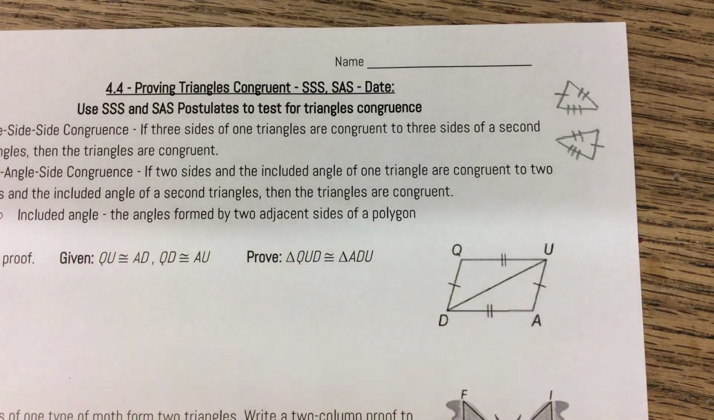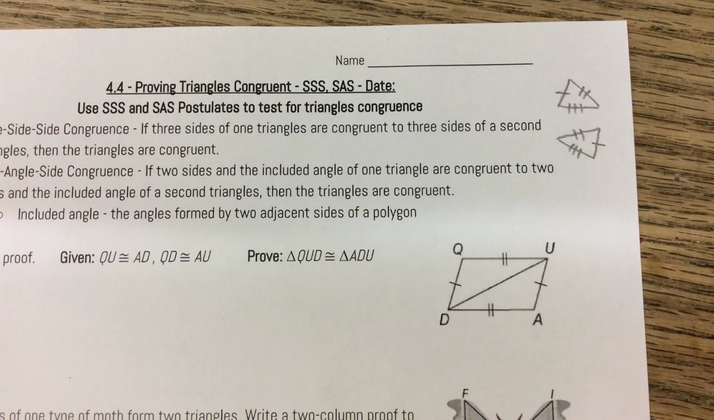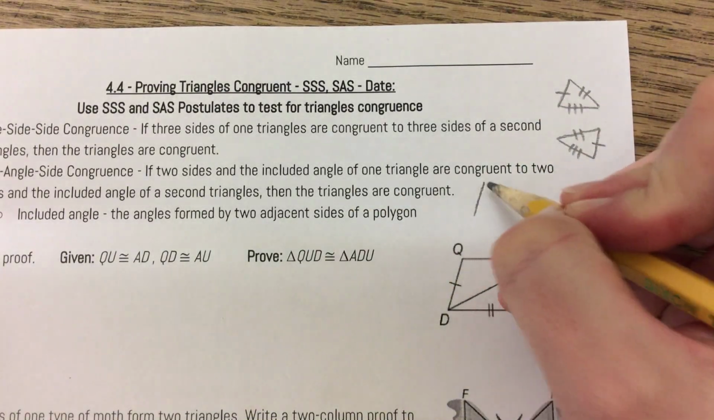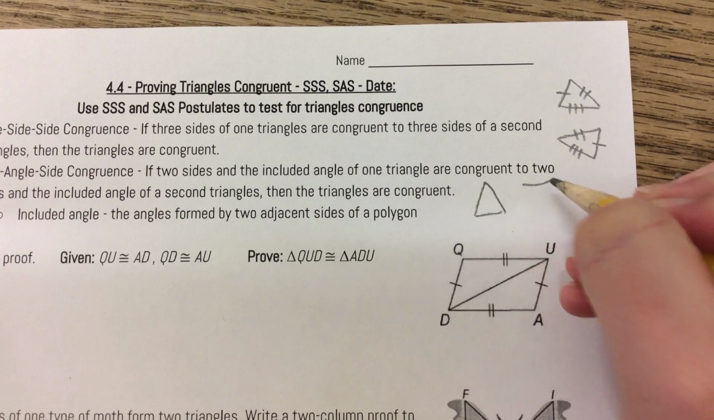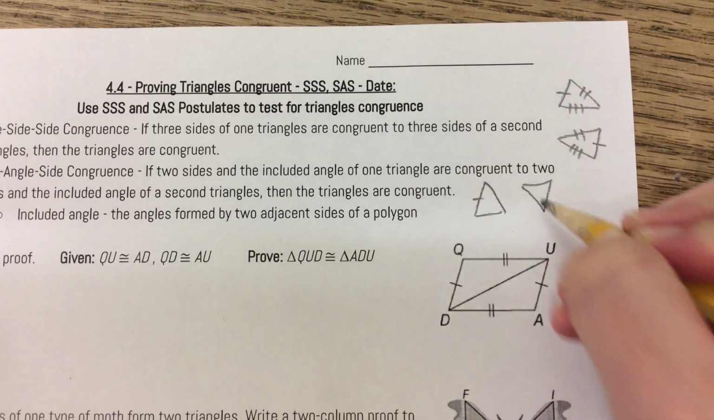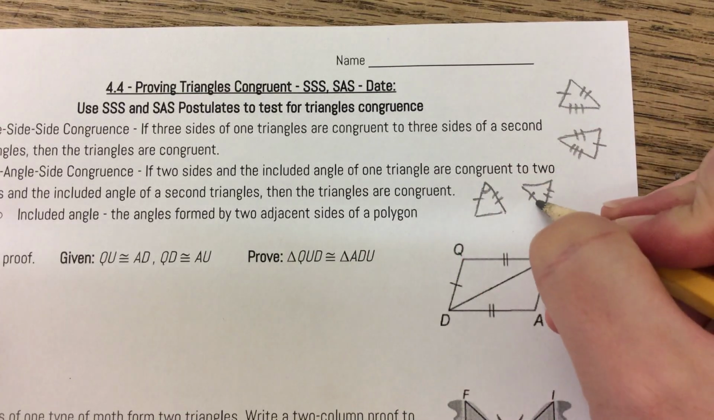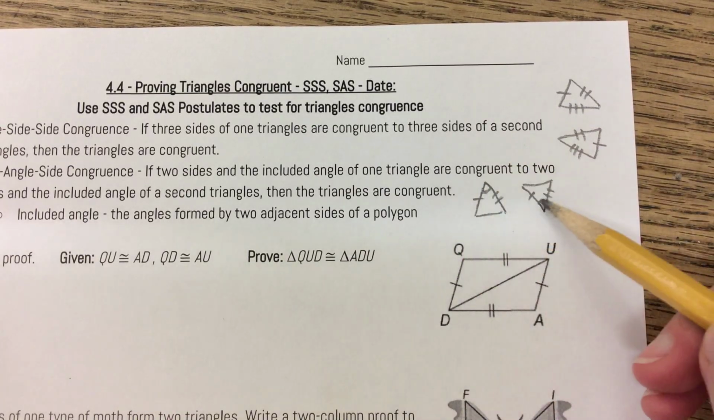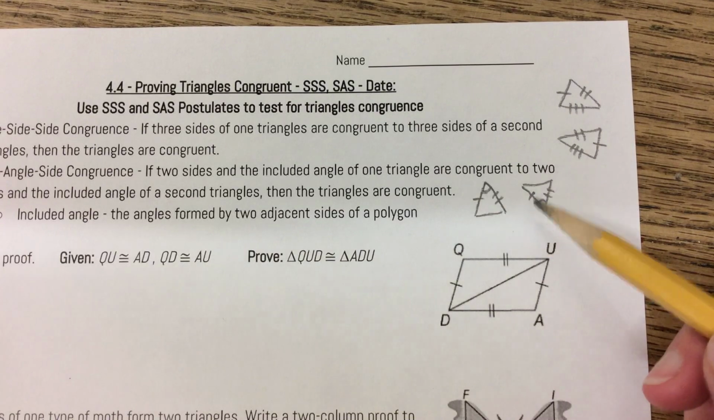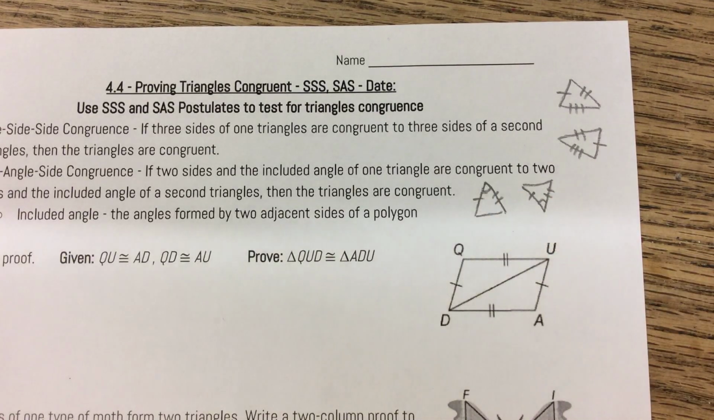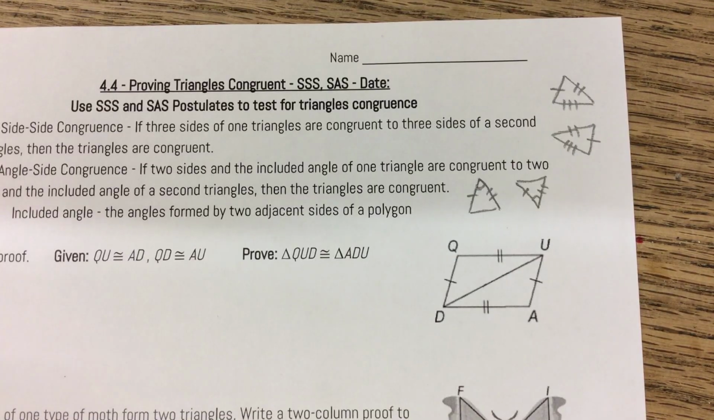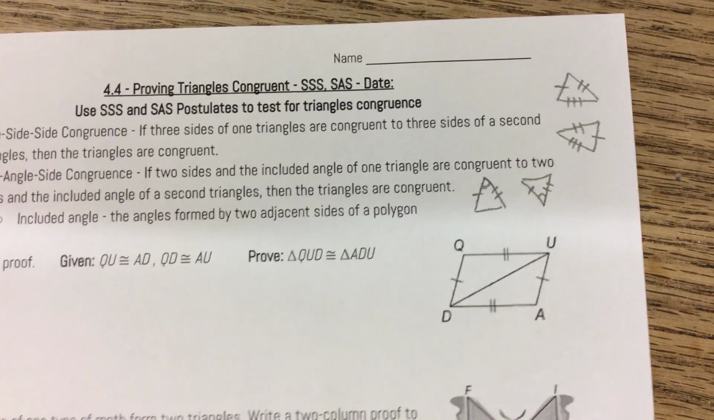Side angle side is if two sides and an included angle of one triangle are congruent to two sides and an included angle of the second triangle, then those triangles are congruent. So what that means is if I have something like this, and let's say that equals that, and that equals that, and this angle in between, so it has to be the angle, that's what it means by included angle. It's the one that's in between the two sides that are marked as congruent. So then you can use the side, side, side postulate.